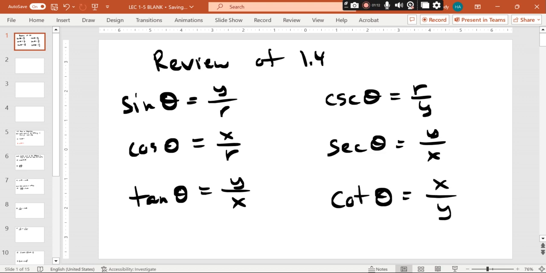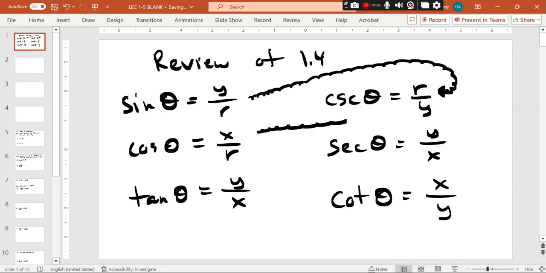The question I had for the class when we started this is, do you see any connections here? Is there anything that's connected to itself? The first one you should notice is this right here. Notice that sine theta is y over r, and cosecant theta is r over y. So I see a little relationship there. Aren't these just reciprocals of each other? Yep, and so are these two, and so are these two.